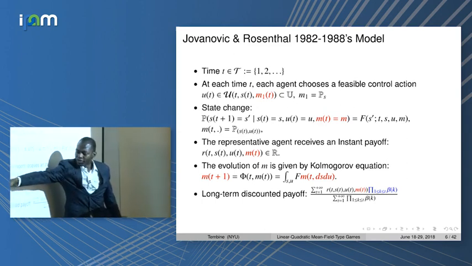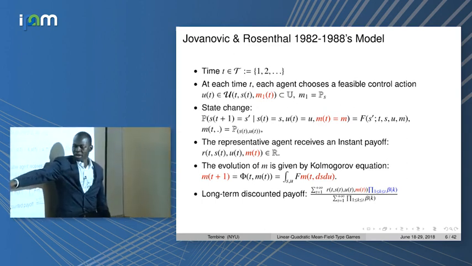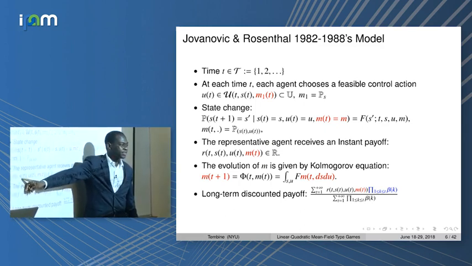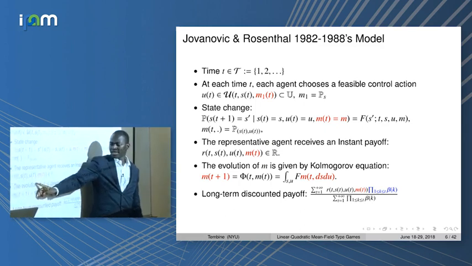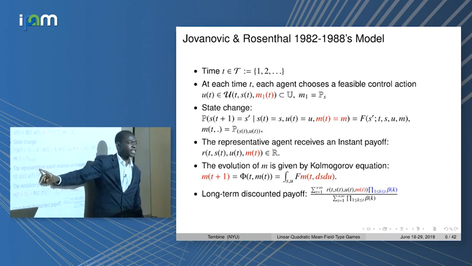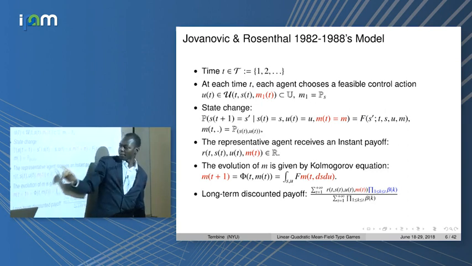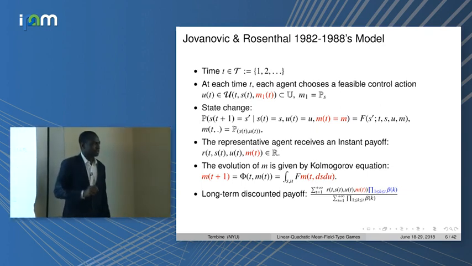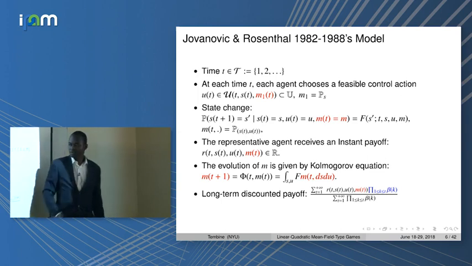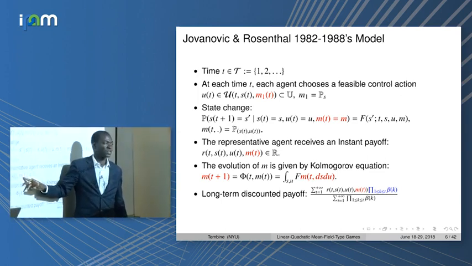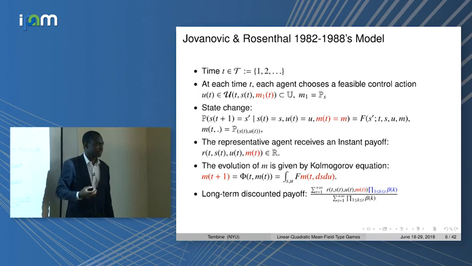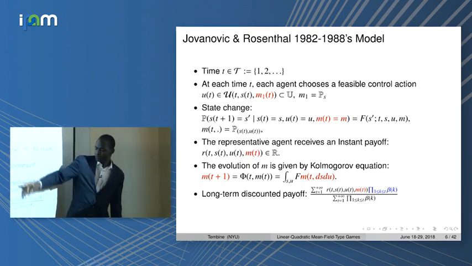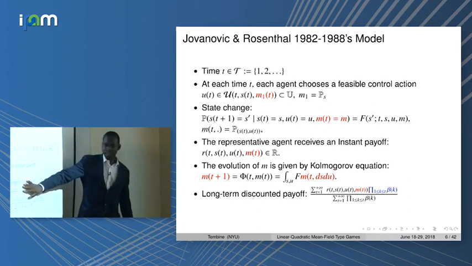Then that representative agent gets this payoff. So the payoff function depends on time t, the state, the action, and then the distribution of state and action together, this object here. So your payoff function depends not only on the state and action, but also on the distribution of state and actions.